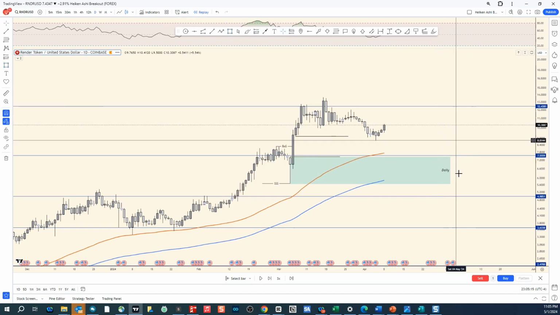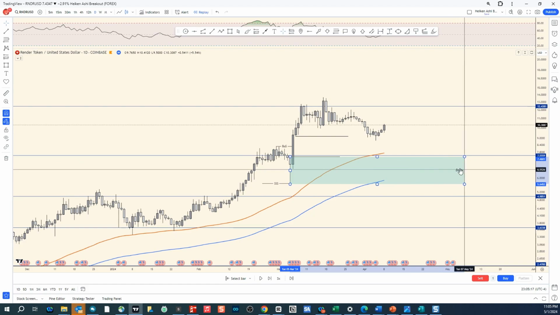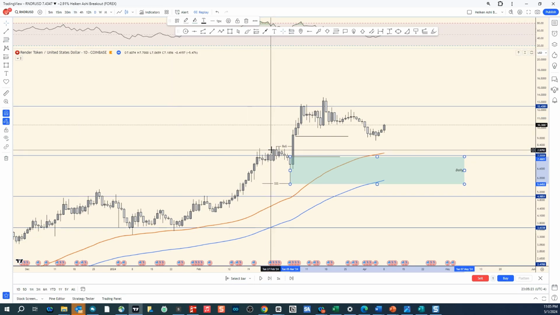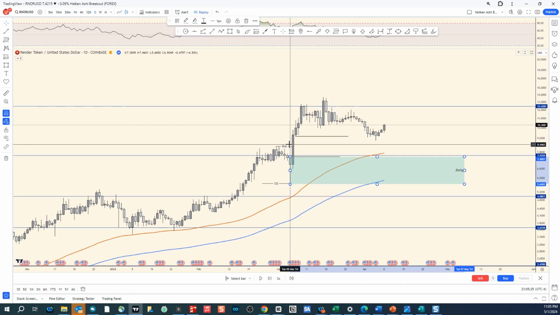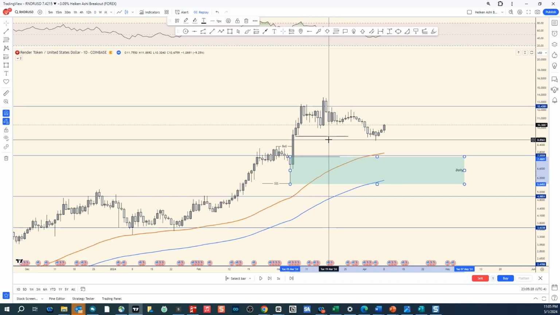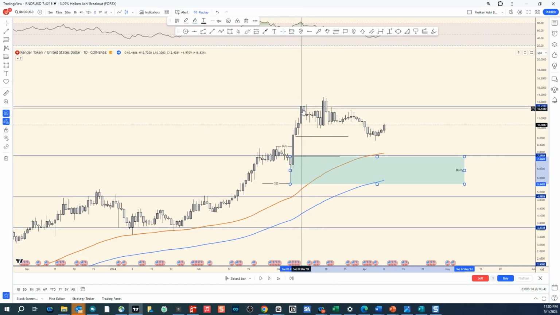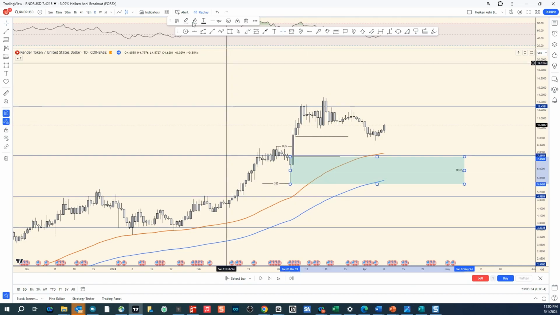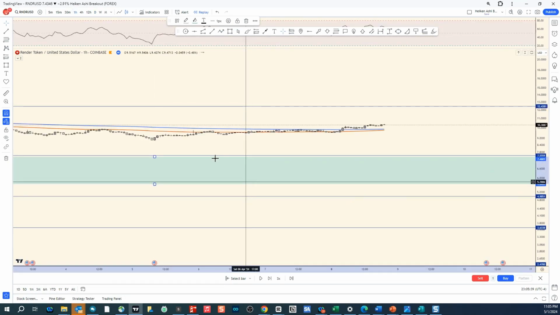Okay. Now, what I typically do now is go to the 1 hour. Now that we have our break of structure to the upside, imbalance, big impulse move up, and liquidity taken before that impulse move up, we go to our 1 hour to see what price looks like on the 1 hour here.